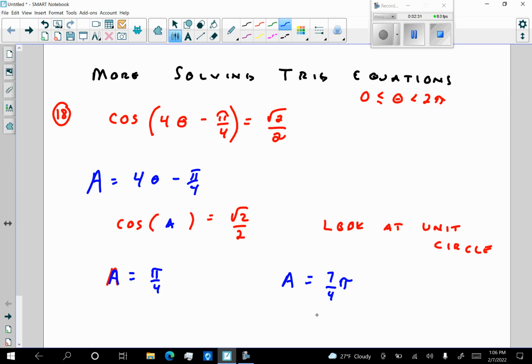And I'm looking at the unit circle. Make sure that you can fill out a unit circle. If you can't fill out a unit circle, oh my goodness gracious, you better be able to fill out a unit circle.